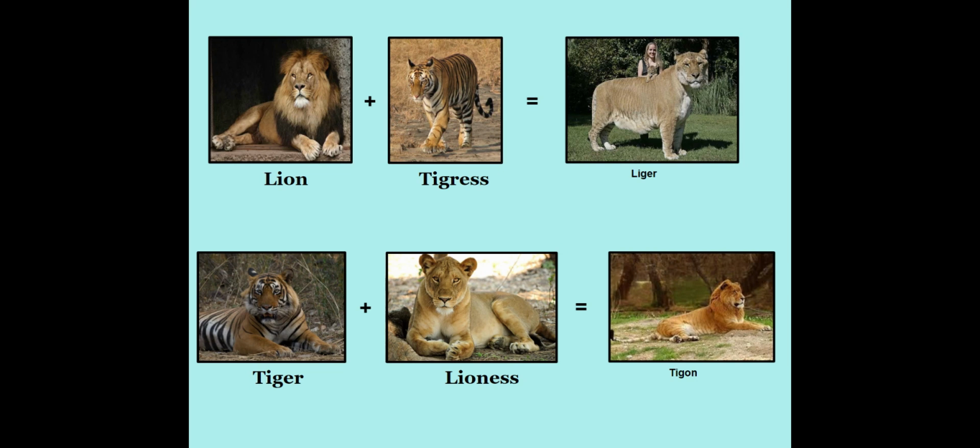Same if you took a male tiger and a female lioness, you would get a tigon. Okay, again, they don't live within the same environments, so you would not see them out in the wild. These two, ligers and tigons, are created within captivity. Again, both of them are sterile and not able to reproduce.